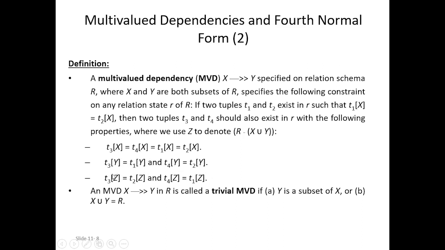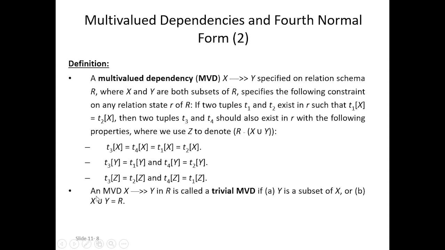Or you can have T3 of Z equal to T2 of Z and T4 of Z equal to T1 of Z, where Z is nothing but you have this R and you take X and Y, take their union, those attributes will be removed from this schema, and still you have a relation that you can call Z. When you take Z for T3 and T2, the values of tuples T2 and T3 will be the same, and for T4 and T1, their values will be the same. That is just the reverse of this.